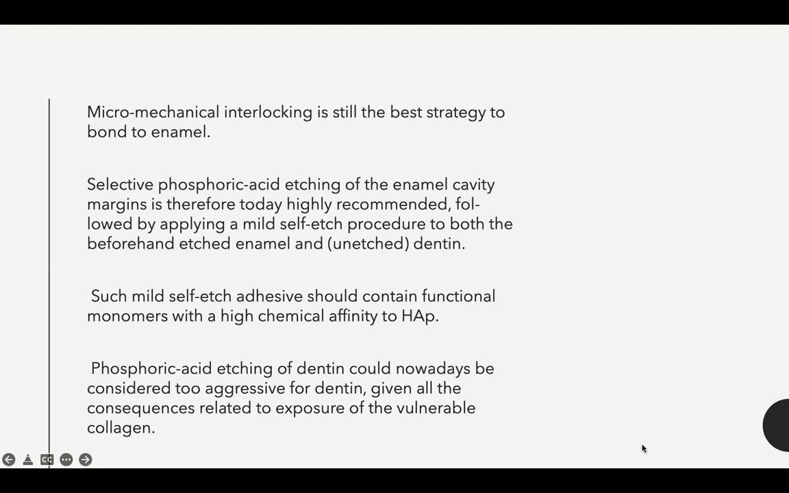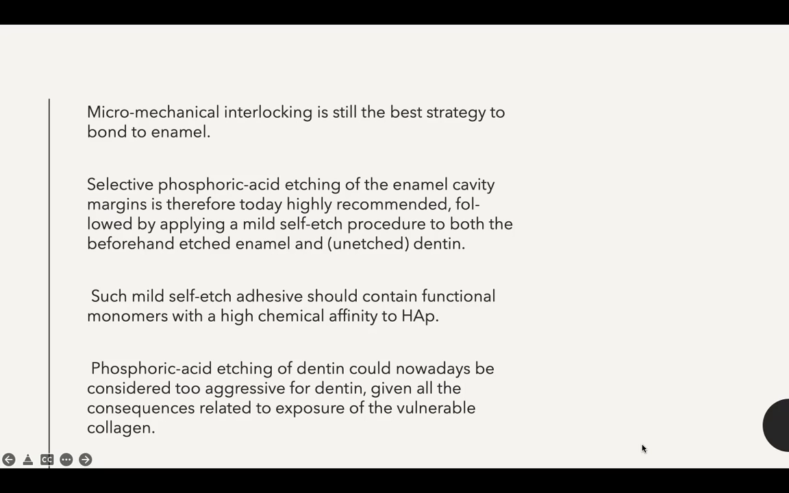As for the current recommendation, micromechanical interlocking is still the best strategy to bond to enamel. In the case of dentin, if the cavity is in the dentin, you have to go for selective etching. That means selective phosphoric acid etching of the enamel followed by a mild self-etch on the dentin. Such a mild self-etch should contain functional monomers with high chemical affinity to hydroxyapatite. Phosphoric acid etching of dentin is now considered too aggressive, given all the consequences related to exposure of the vulnerable collagen.